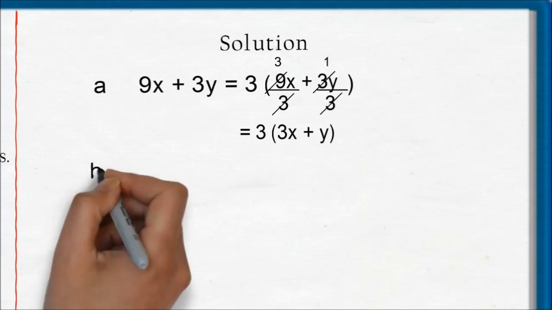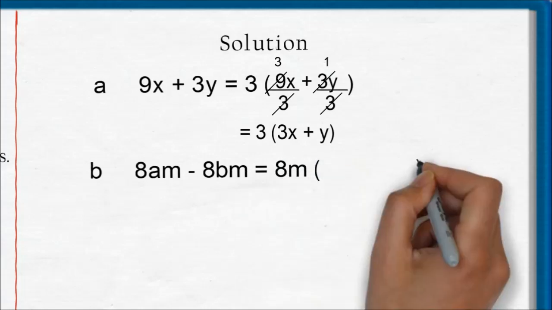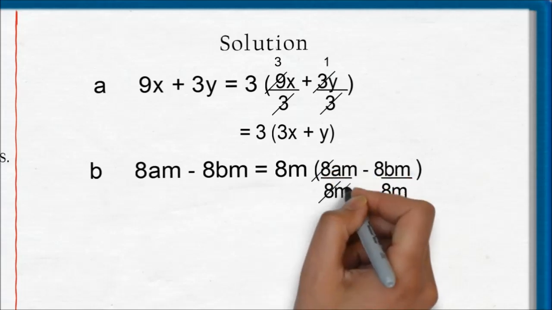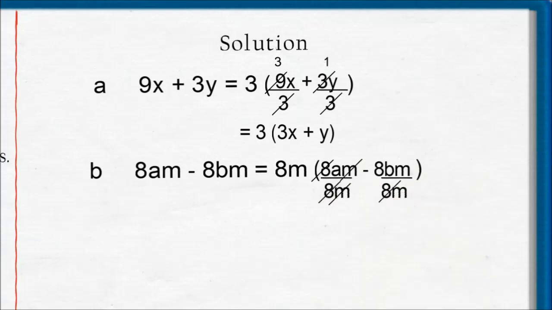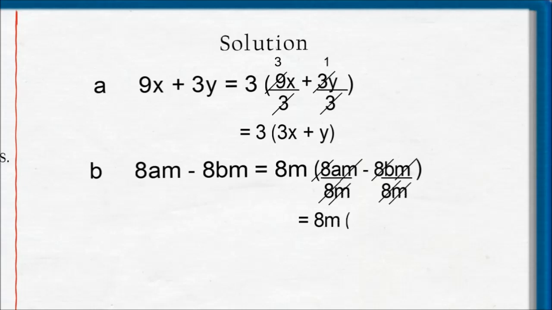Then in B, we have 8am minus 8bm. Our common factor there is 8m. So we divide the binomial by 8m. So we're going to have 8am divided by 8m minus 8bm divided by 8m. In the first term, 8 will divide 8 and m also will divide m. On the other side, 8 will divide 8 and m also divides m. So we're left with a minus b. So in all, we're going to have 8m open bracket a minus b.